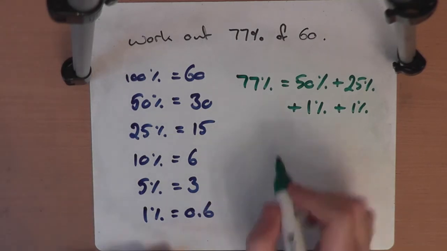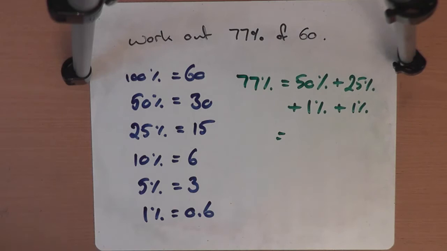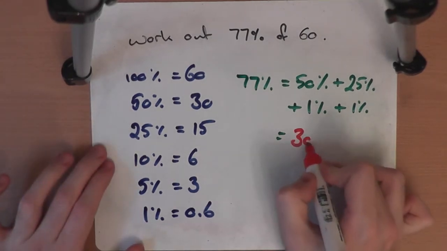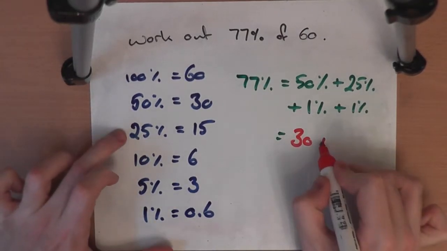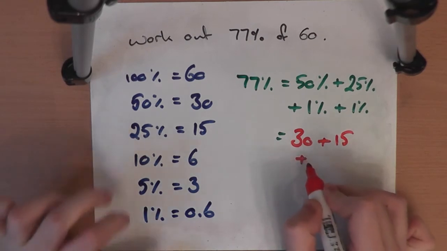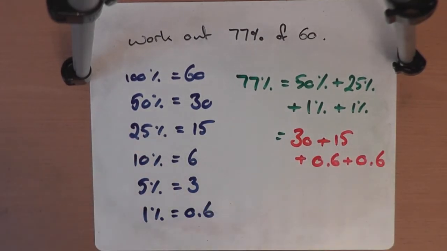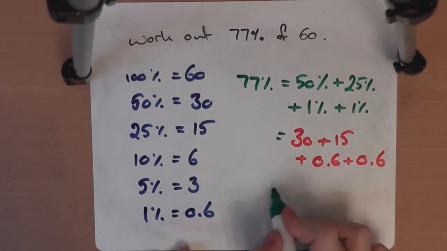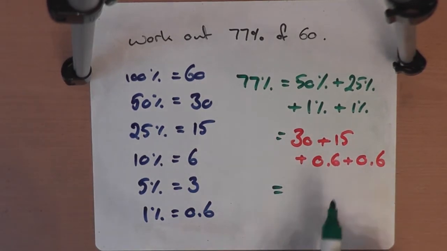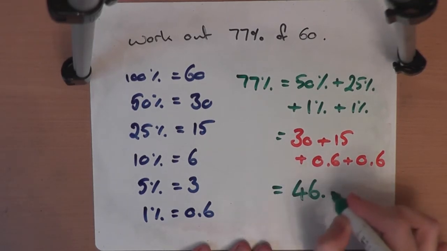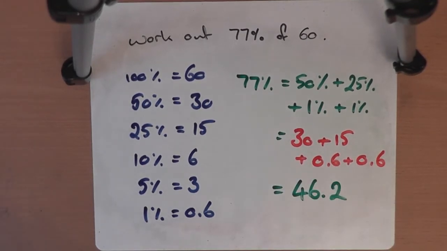Swapping those out for the numbers then, 50% is 30, 25% is 15, and then 2 1% is 0.6 each. Adding those together then, we would get 30 plus 15 is 45, 0.6 plus 0.6, 1.2, so 46.2 as a final answer.